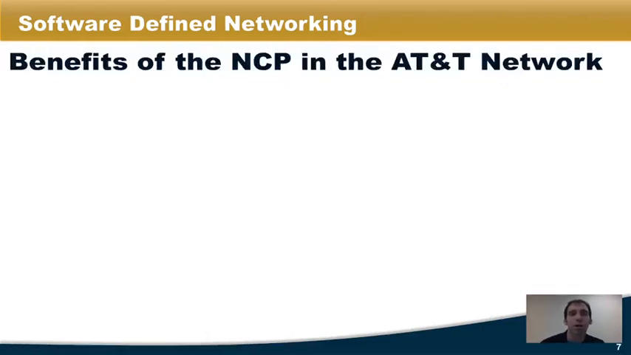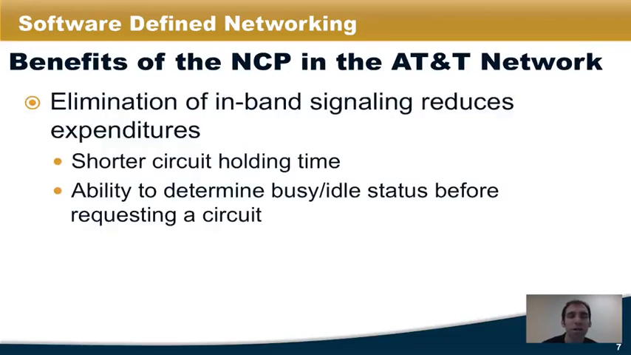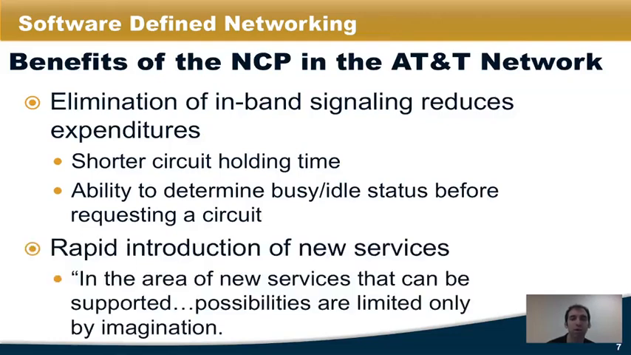So in particular, the technical reports that describe the NCP talk about a number of different advantages. One is that elimination of in-band signaling reduced expenditures. Because they had a better view of what was going on inside the network, they were able to shorten the amount of time that particular circuits were held up. And more specifically, the ability to determine the busy or idle status of a circuit or a trunk line before requesting that circuit allowed for a more efficient and quicker allocation of resources.